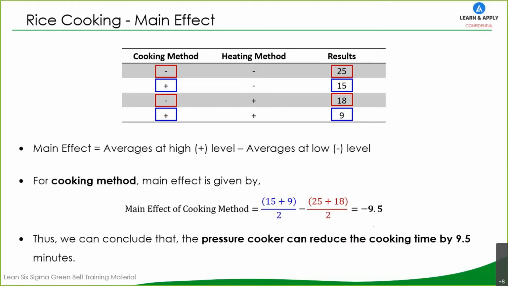So that means the pressure cooker can reduce the cooking time by 9.5 minutes. So instead of open pan, if you are using the pressure cooker, it will reduce the cooking time by 9.5 minutes. Is it clear?